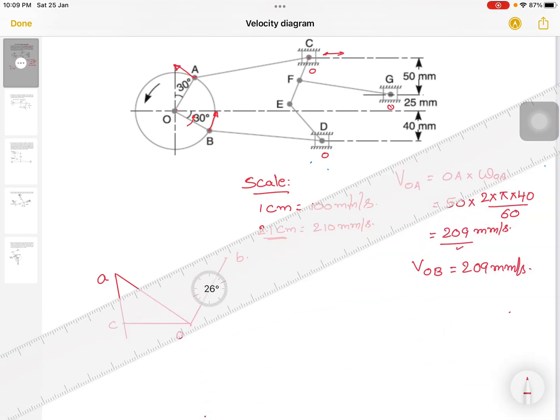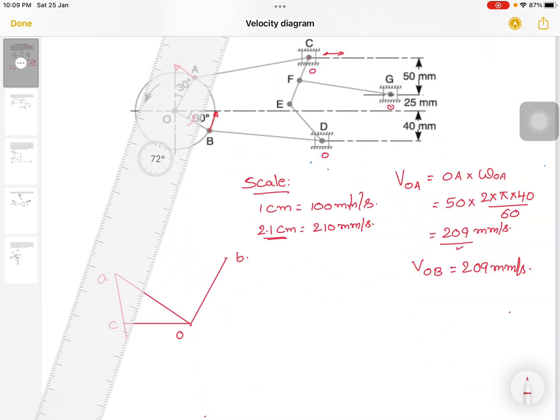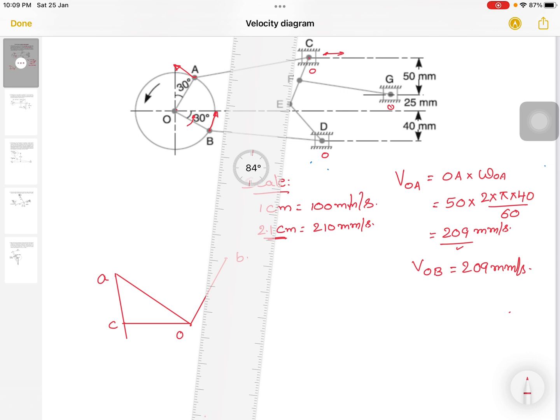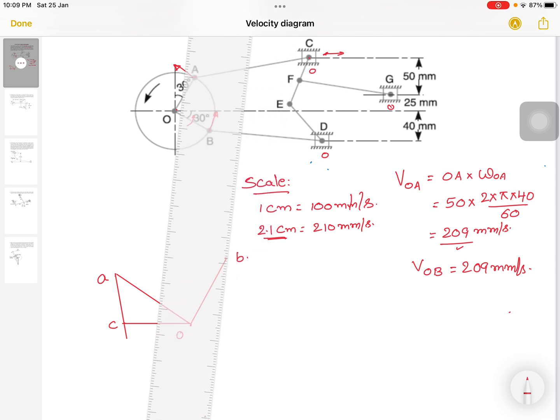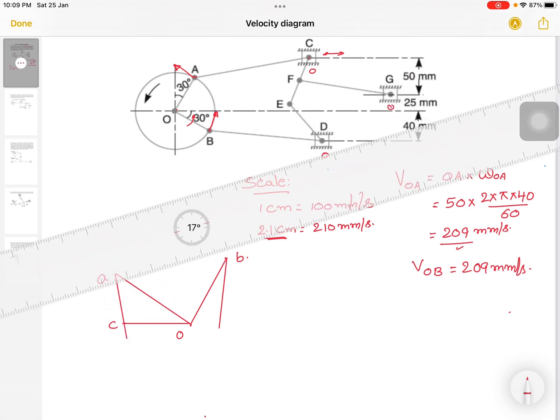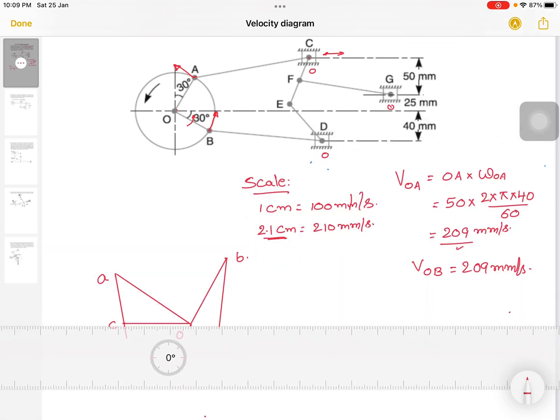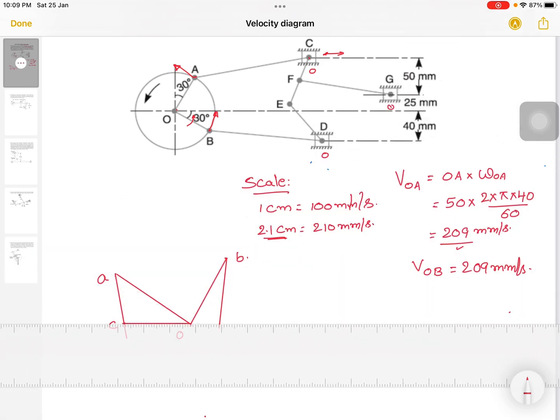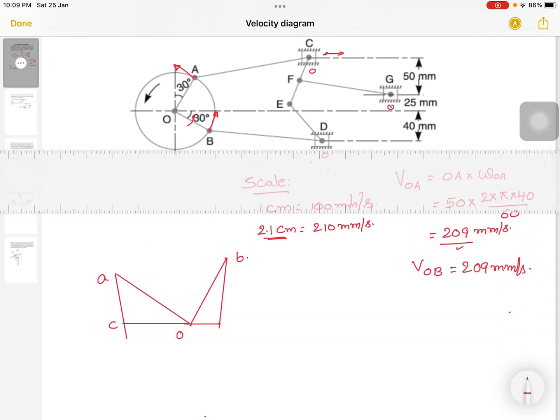Same thing, B is connected to D. Draw a line perpendicular to BD, and since D is a slider, draw a parallel line. The intersection point will be D.